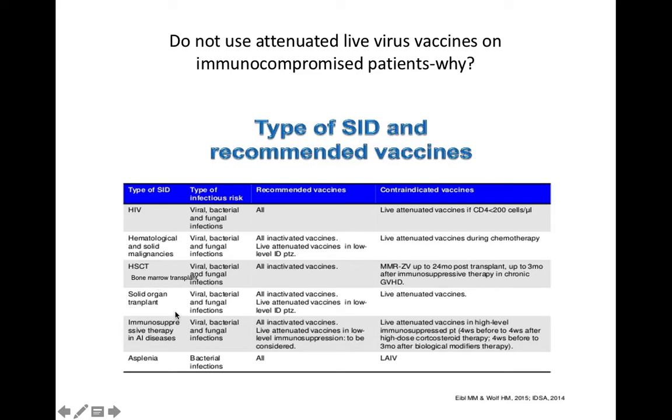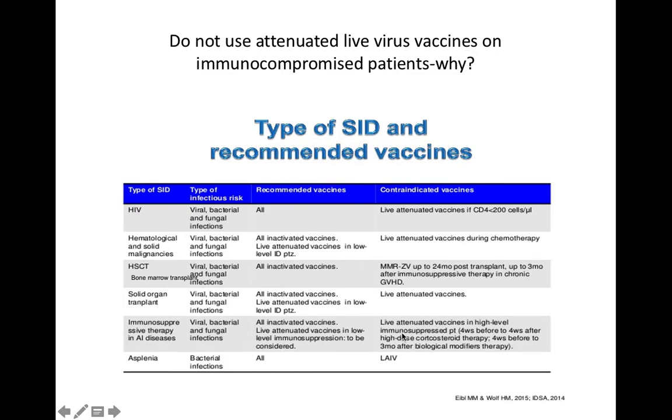In solid organ transplants, okay, you just don't give them the live attenuated vaccines because they're probably going to be on maybe lifelong immunosuppressive therapy, right? So they don't reject the donated organ. In immunosuppressive therapy, for example, in autoimmune diseases, right? Some people have autoimmune diseases.